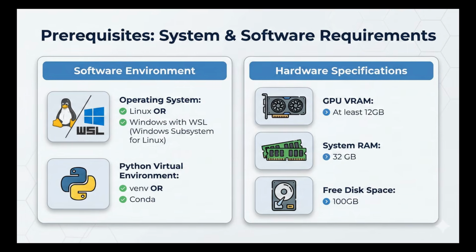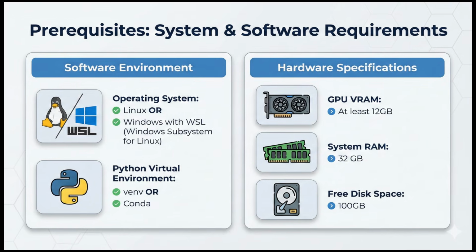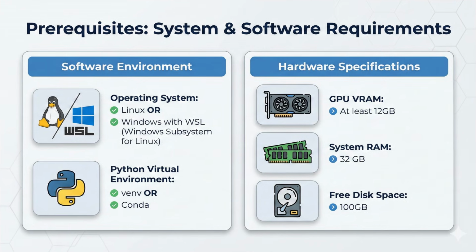For the hardware, you will need an Nvidia GPU, at least 12 GB of VRAM. For system RAM, recommend 32 GB. And because of the fine-tuning, also recommend 100 GB of disk space to save all those model files. For the software side, I'm using Linux. You can also use Windows with WSL. For the Python, you will need a virtual environment, either with the VENV or with Anaconda or Miniconda.